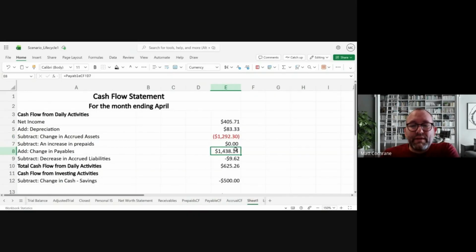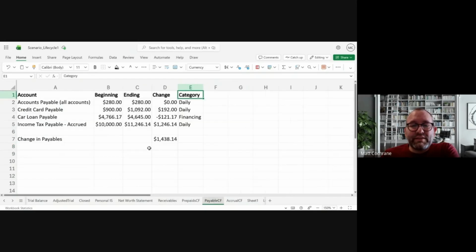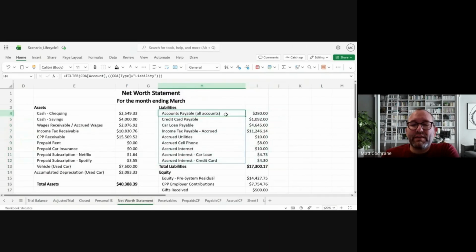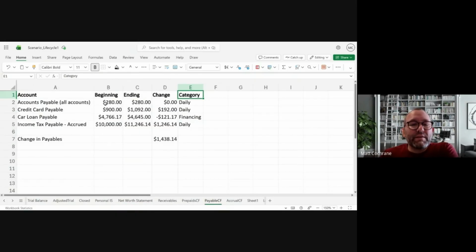All right, next we move to our payables. So we set up a schedule. We have all of our payables listed here. We can grab those from our liabilities on our balance sheet. Okay, so it's just these 4 here. And again, we want to calculate the difference. How have these changed as a result of transactions? The beginning balance for payables was 280, the ending was 280, no change.